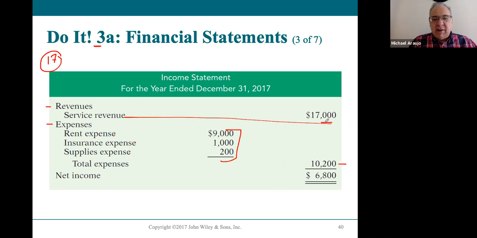And if you notice here, your revenue is much bigger than your expenses, and so you'll have a profit, which of course we call net income on the income statement. And again, the period of time of this income statement is the year for this company.